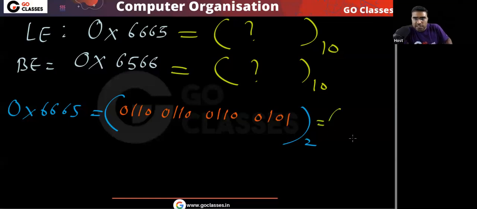Now tell me, in decimal what will it become? Take the calculator. It is 26213, right? Because tell me, what is the weightage of this?